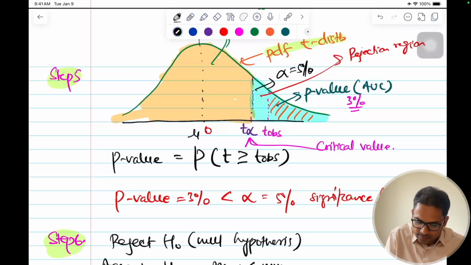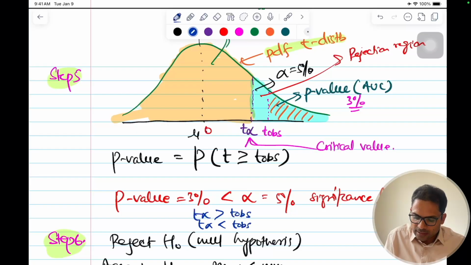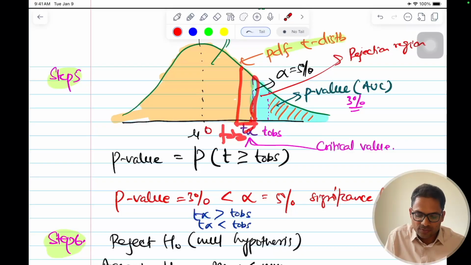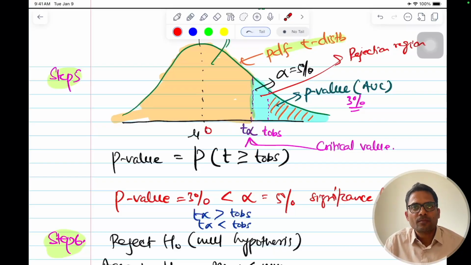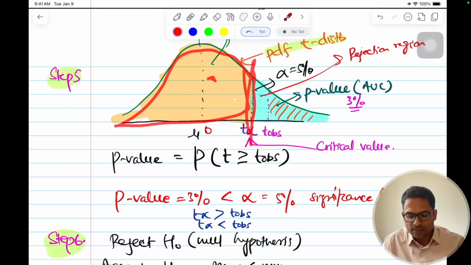I'll write it in different terms. If t alpha is greater than t observed, or t alpha is less than t observed. Greater than means towards the right. If t alpha is greater than this, it means my t observed is somewhere here, well in the acceptance region. That's why my t alpha is on the right of it, more than this. So I will accept the null hypothesis because it is more than the significance level. It should be at least at this level. So at least 95% of the region should be in the acceptance region, and 5% should be in the rejection region. So this is my critical value of t alpha.